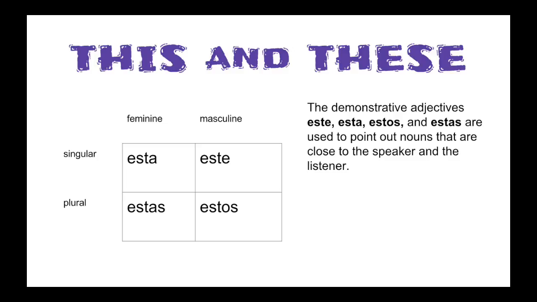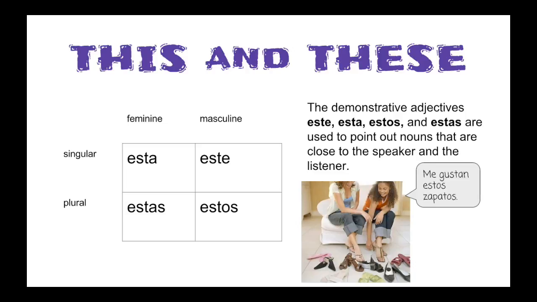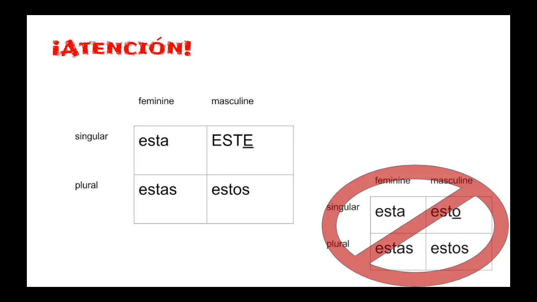The demonstrative adjectives este, esta, estos, and estas are used to point out nouns that are close to the speaker and the listener. For example, me gustan estos zapatos. You can see that the shoes are close to the listener and the speaker. Please note that the masculine singular form does not follow the pattern. It isn't esto, it's este. We will talk about why this is later.